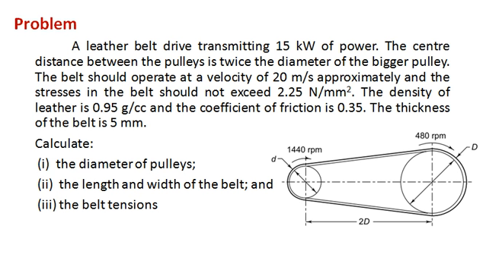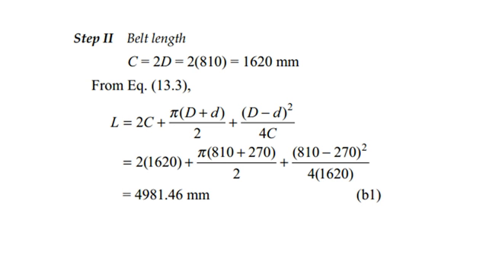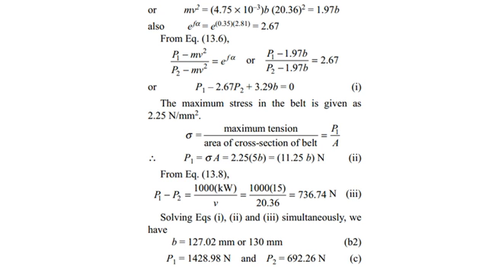Let us see one problem of a leather belt, open belt drive. Nothing is mentioned in the problem, so we just assume the open belt drive. Here we have to calculate the diameter of the pulleys, small d and capital D, the length and width of the belt and the belt tensions. In step 1, we calculated the diameter of the pulleys, small d and capital D. In the next step we calculated the belt length, which we got as 4981.446 mm. In the third step we calculated the belt dimensions and the belt tensions, and we got the answers 1428 and 690.92 Newtons respectively. So this is about the design of the belt drives.